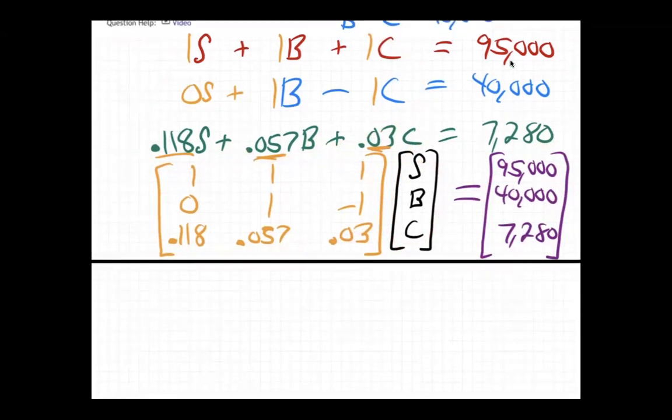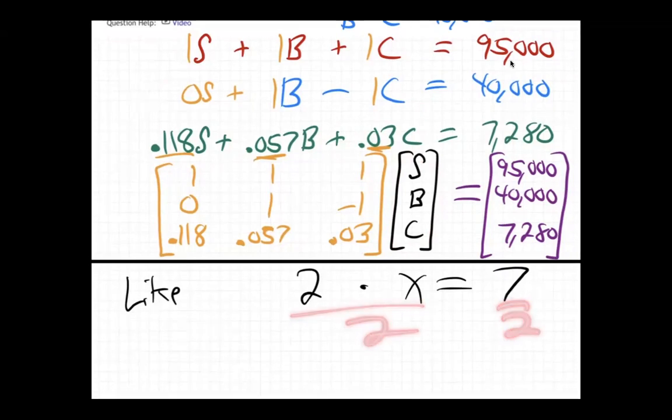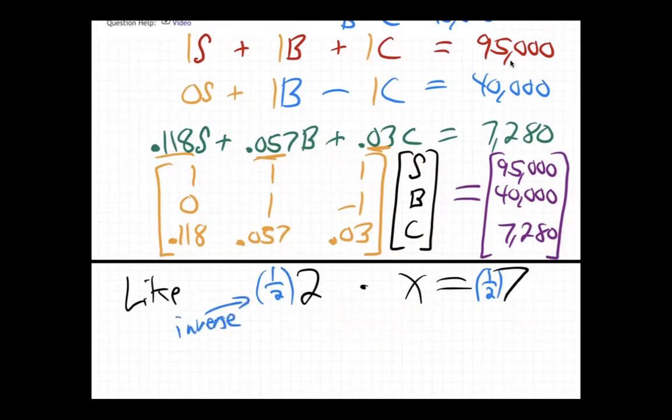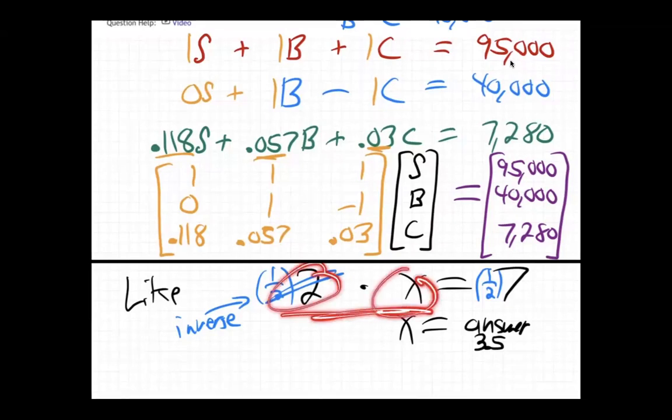Well, remember, it's just like having 2 times x equals 7 or something. How do you solve that? You divide by 2 on both sides. And dividing by 2 is the same thing as multiplying by a half, which is the inverse of 2, 2 inverted. That cancels that out. This gets you x alone, and this is your answer, which would be 3.5, half of 7. So to solve a simple equation where you have a number times a letter equals a number, you multiply both sides by the inverse. That cancels this out, x alone.